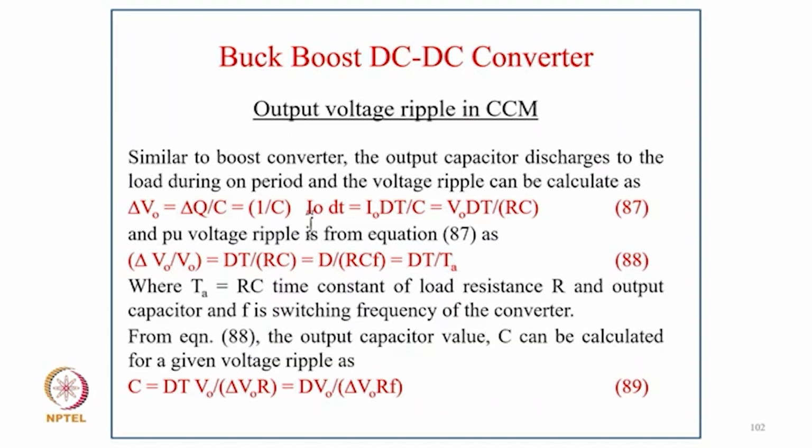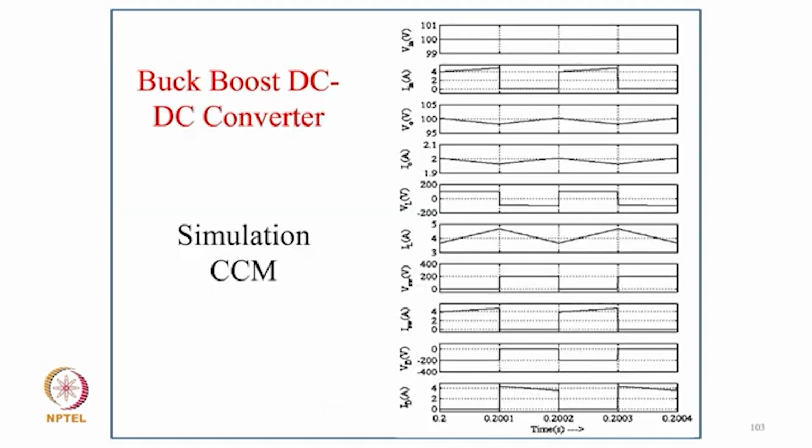So ΔVO/VO = Δt/RC = D/RCf = Δt/τ, where τ is the RC time constant for the load resistance R and the output capacitor C, and f is the switching frequency of the converter. So from the above equation, the output capacitor value C can be calculated for a given voltage ripple: C = D·VO/(ΔVO·R·f), or DVO upon ΔVO R f.